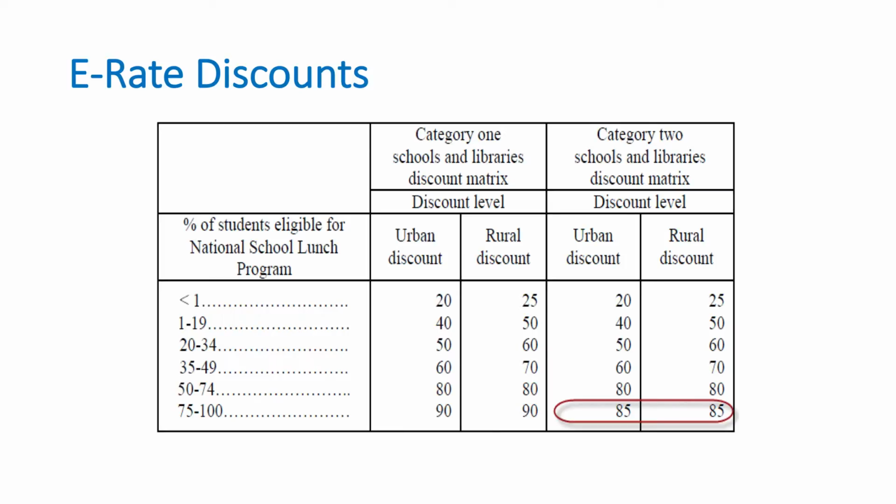So as you can see, on the far left column you take your NSLP equivalent discount, put it in there, and then you slide over and see what the equivalent E-rate discount is for those Category 1 and Category 2 services, and also based on urban or rural status as well.